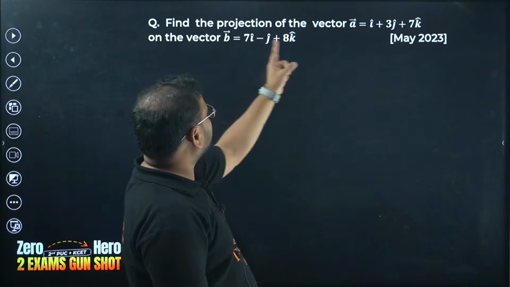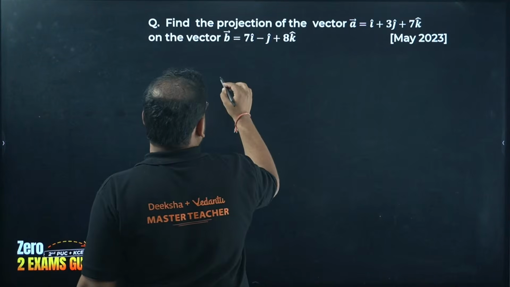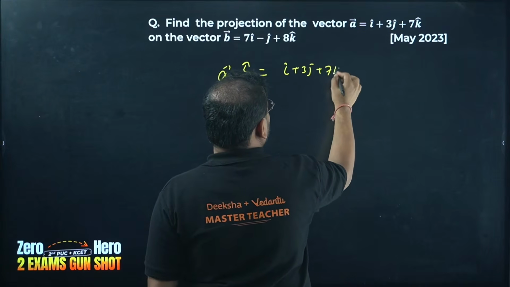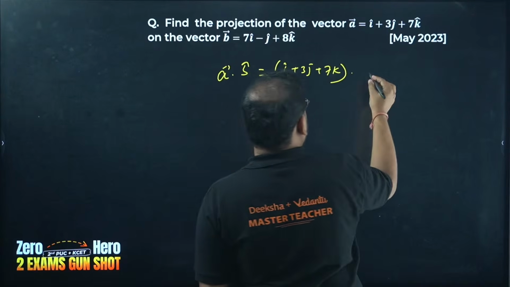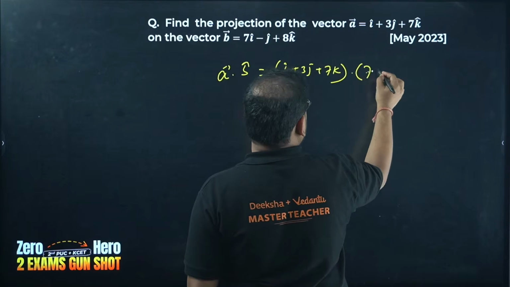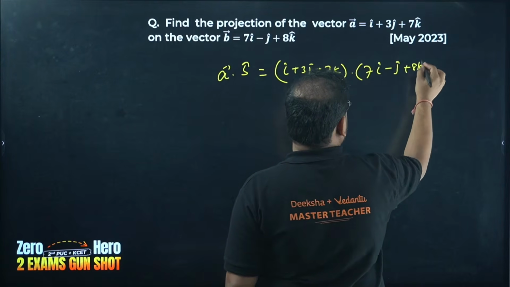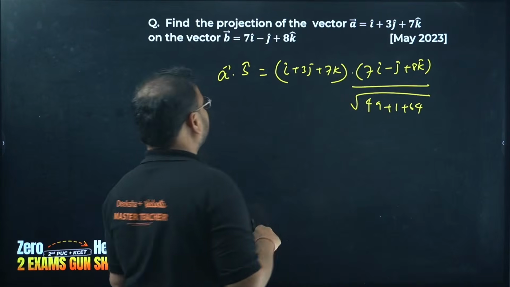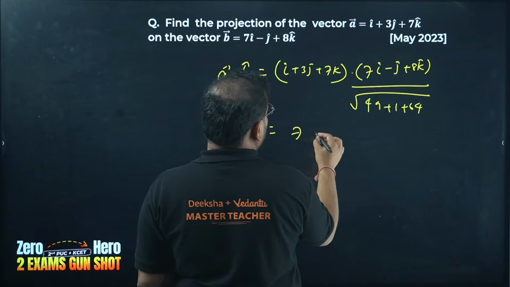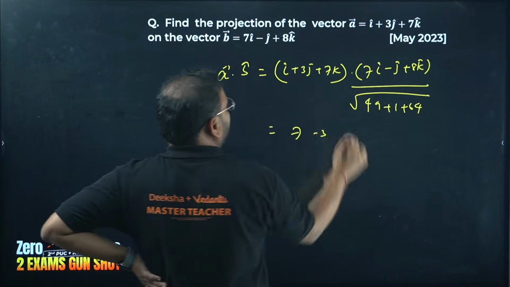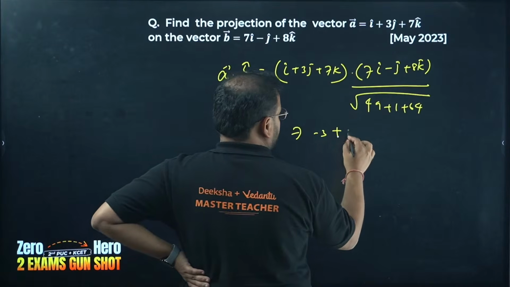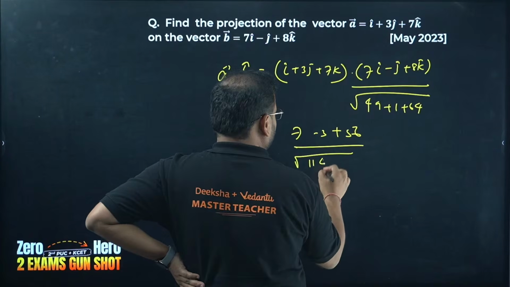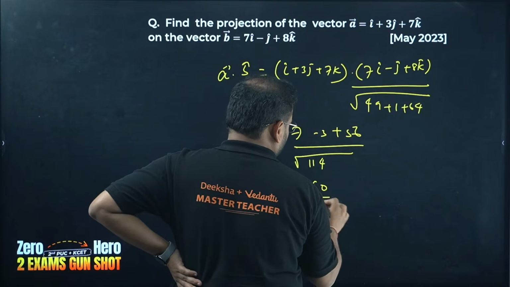No, not right now. Projection of this vector across this will be what? Same, of A across B. So A dot with B cap. Try this: I plus 3J plus 7K dot with B cap. So what are you going to get? Dot with this one, so we'll have here 7I minus J plus 8K by the modulus of this. So we'll get here root of 49 plus 1 plus 64. 7 into 1 is 7, 3 into minus 1 is minus 3, 7 into 8 is 56. This is going to be 7 minus 3 plus 56, that is 60, and this will be 114. So 60 upon root of 114.